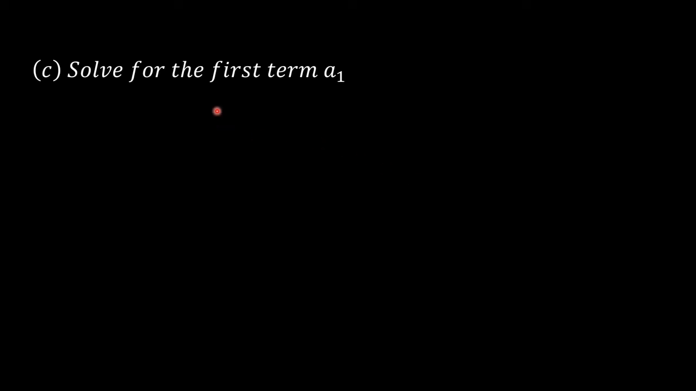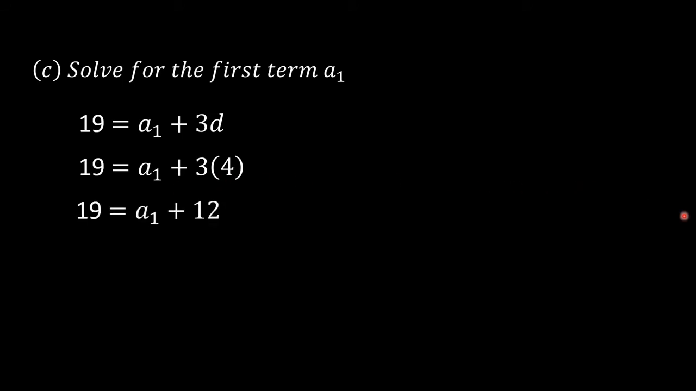Next, solve for the first term, a sub 1. We can do this by substituting the value of d, the common difference, in place of d in the first equation of the system. So 19 is equal to a sub 1 plus 3d. We know already the common difference d, it is equal to 4. So substitute 4 in place of d. So 19 is equal to a sub 1 plus 3 times 4. So 19 is equal to a sub 1 plus 12.